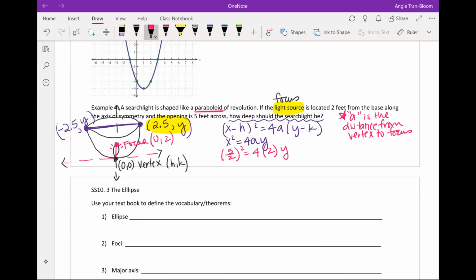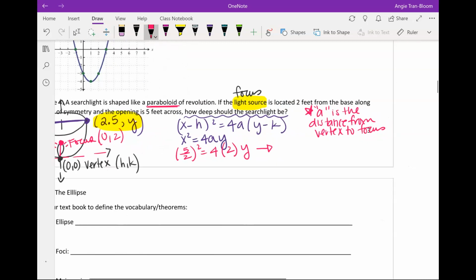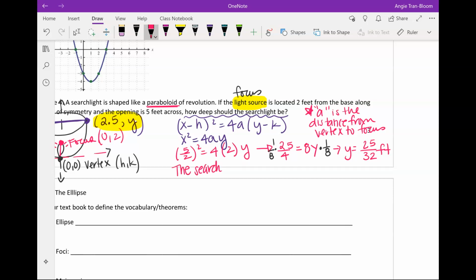So 5 over 2 squared gives me 25 over 4 equals 8y. To get rid of 8, we will multiply both sides by 1 over 8. And y now comes out to be 25 over 32 feet. So the searchlight is 25 over 32 feet deep. When you can, I do prefer the simplest exact answer.